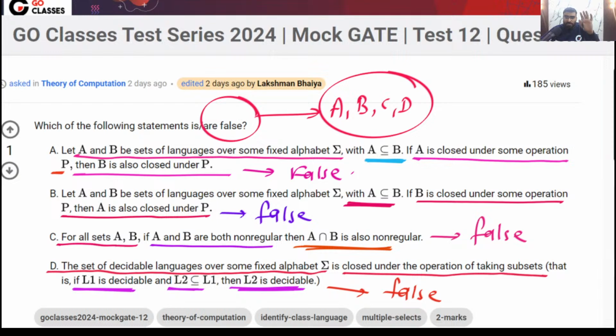Once you have done some silly mistake in the Go classes All India mock test, don't do that same silly mistake in the GATE exam. Because of silly mistakes, you can lose a lot of marks. 4-5 marks you can lose, and that will make a lot of difference in the rank. So keep improving with a positive mindset.